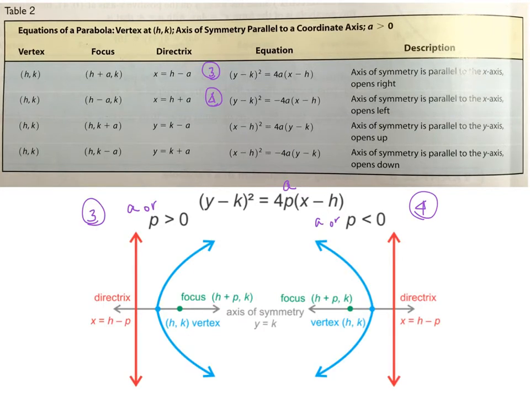And much the same, the other two that open to the right and open to the left. So we start with the y squared, we subtract the k, we subtract the h, same 4a, negative 4a, and now we're just dealing with those values over here. This chart is also in your book.